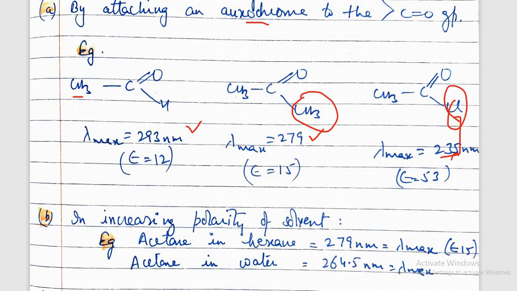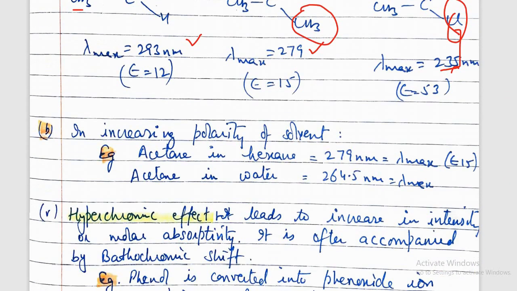Second is by increasing the polarity of the solvent, that is the opposite of the first. Acetone in hexane, a non-polar solvent, gives 279 nanometers, but when water, a polar solvent, is used, it decreases to 264.5 nanometers. The same example can be taken in both definitions.